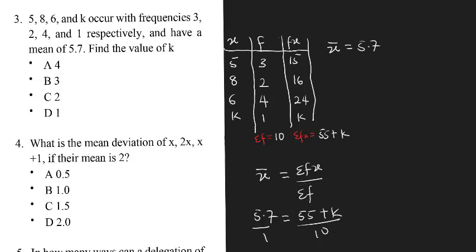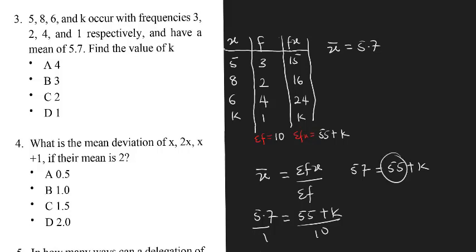So balance this with 1 and cross multiply. This will multiply this, and this will multiply this, right? So if you multiply it, we're going to have 5.7 times 10 is 57, is equal to 55 plus k times 1, which is 55 plus k. So we're going to have 55 plus k. So we're looking for k, right?